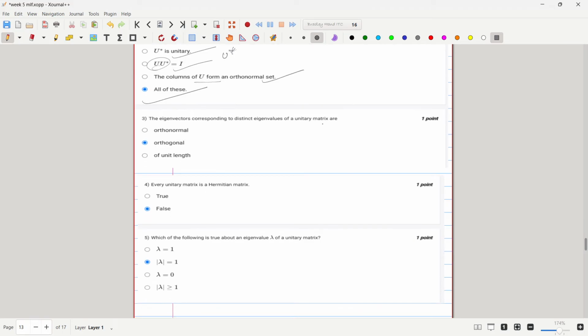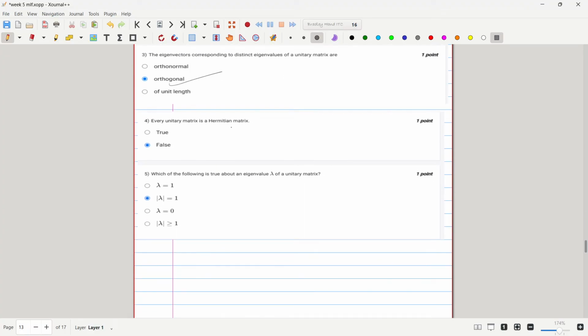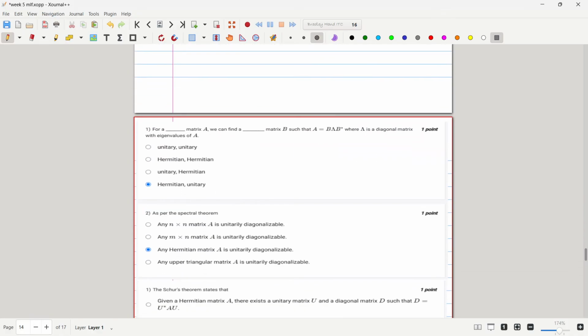Eigenvectors corresponding to distinct eigenvalues of a unitary matrix are orthogonal, same as a Hermitian matrix. Every unitary matrix is a Hermitian matrix? False. Every Hermitian matrix is not necessarily a unitary matrix, and every unitary matrix is not a Hermitian matrix. Which of the following is true about eigenvalue lambda of a unitary matrix? It has absolute value, mod of lambda, equal to 1.